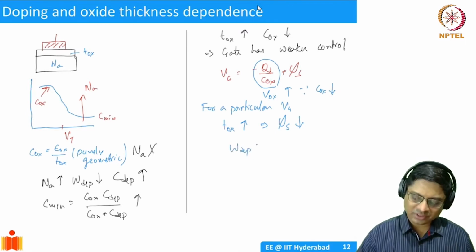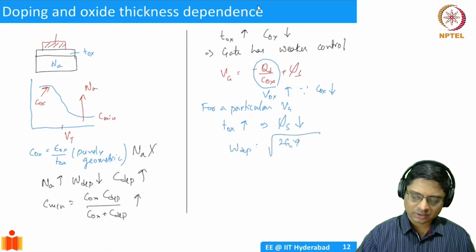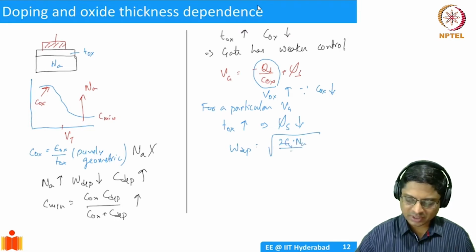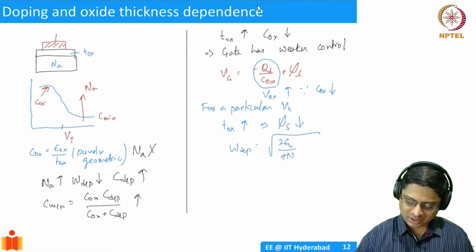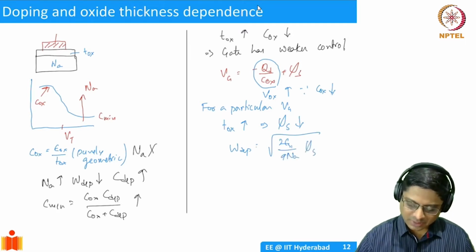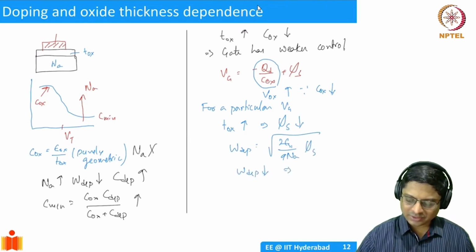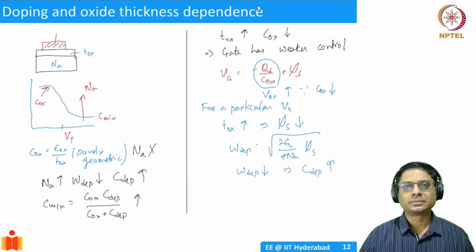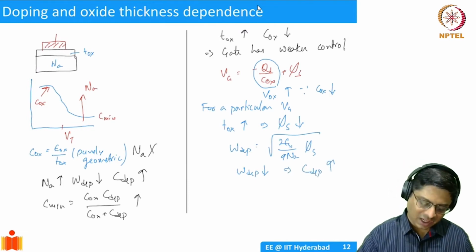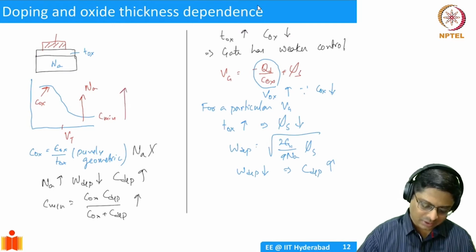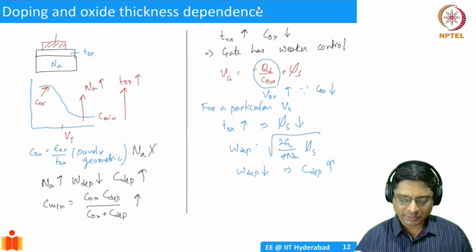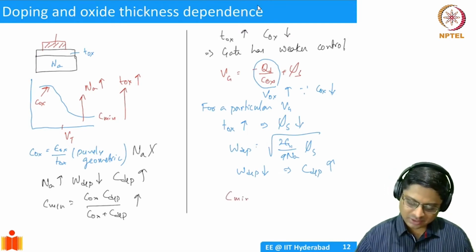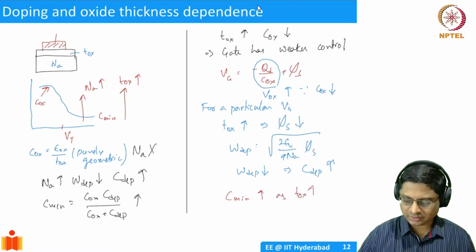The width of the depletion region is simply square root of 2 epsilon silicon phi s divided by Q Na. So W depletion reduces. That implies C depletion increases. So basically, whether TOX increases or Na increases, in both cases Cmin will increase. This is what we would expect: Cmin increases as TOX increases.